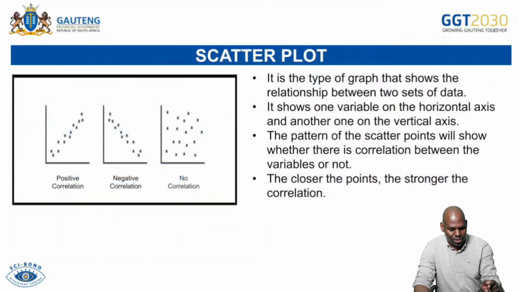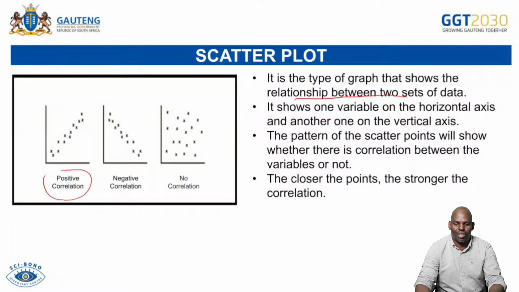Okay, then the scatter plot. Now, the scatter plot is the type of graph that shows a relationship between two sets of data. In this case, we've got a positive correlation. Now, what do we mean by a positive correlation? A positive correlation is almost the same as direct proportion.